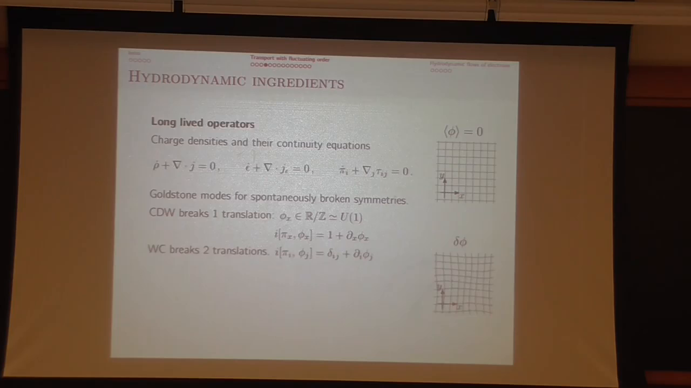If I break translations in both directions, similarly I'll have two Goldstones with these symmetry breaking commutation relations. So you can view these Goldstones as basically the coordinates of my system, and their variations are deformations of the system. The same way that in inflation, because time translations are spontaneously broken, you have a preferred clock, here I have a preferred grid of my system.